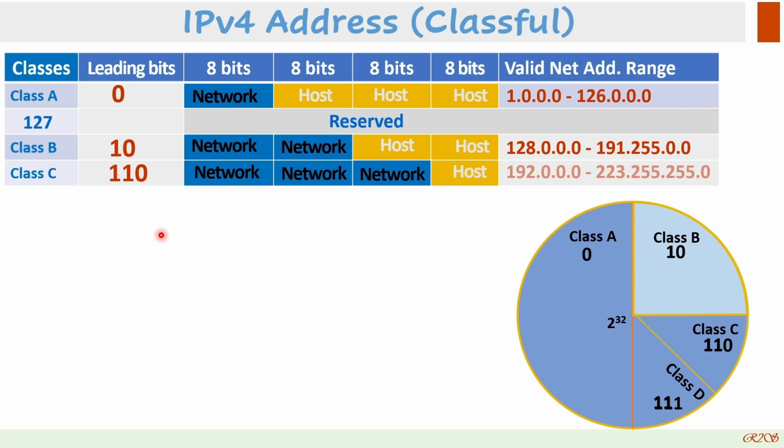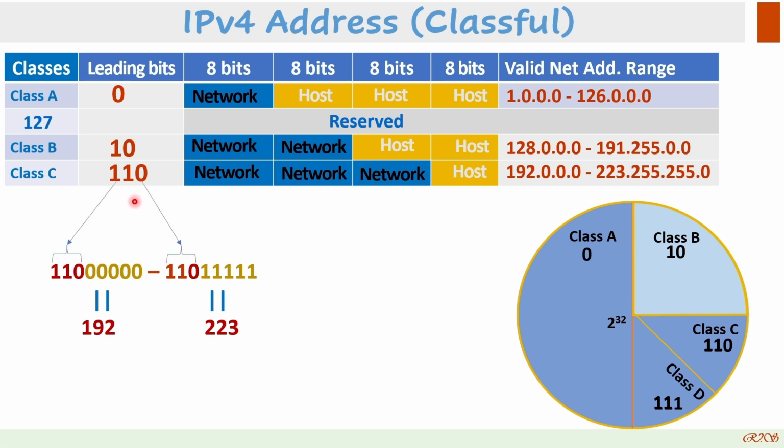So this 110 is now the leading bits, which is fixed for any IP address in class C. So now the valid network address range for class C is 192.0.0 to 223.255.255.0. So again, let's see how we get 192 to 223. We said these leading bits 110 are fixed, right? These leading bits are defined. This can never be changed. So the other 5 bits could be 0 or 1.